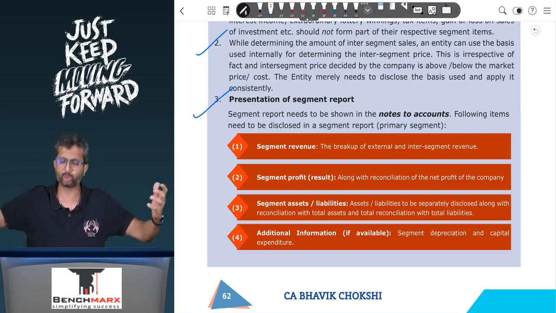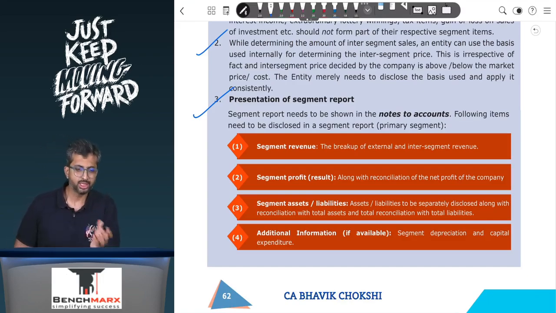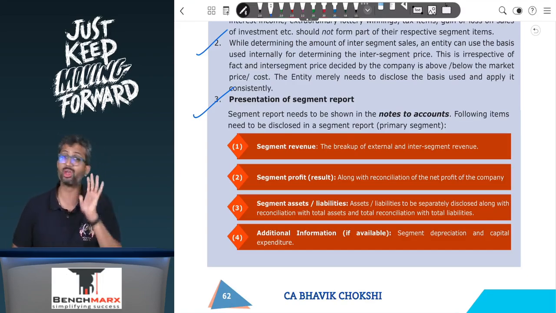or there may be a head office which you are unable to allocate, or there may be non-operating items like this lottery, like this interest income or interest expense or tax items. So these are the reasons why there may be a difference between the total of segment profit and the profit appearing in P&L. So you'll have to show a reconciliation.